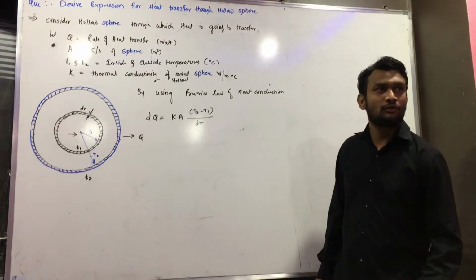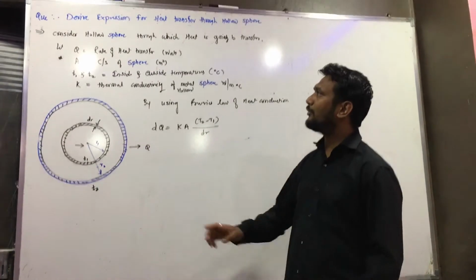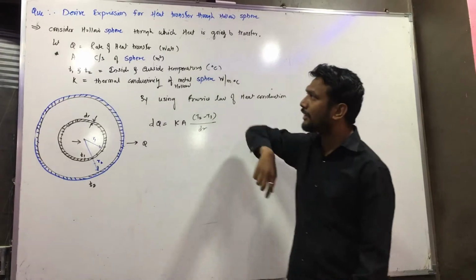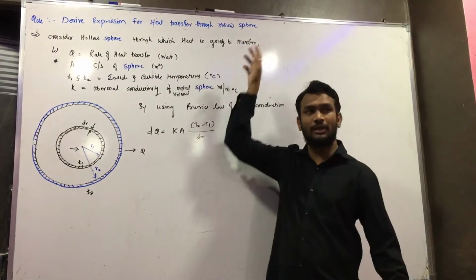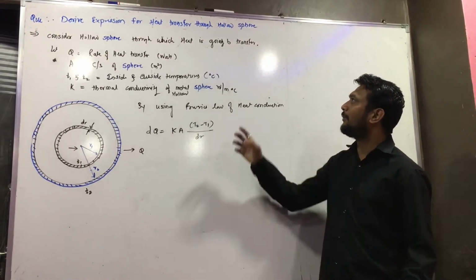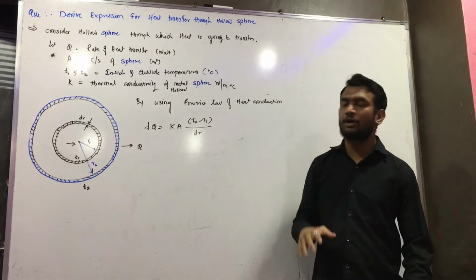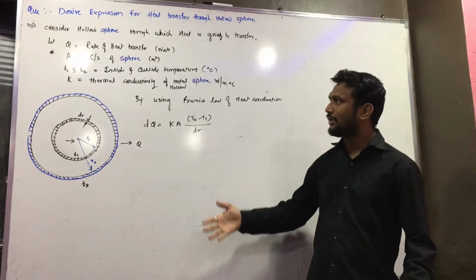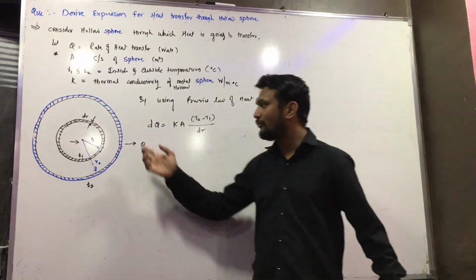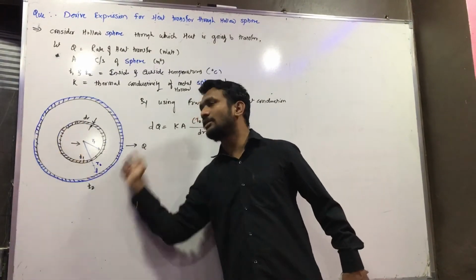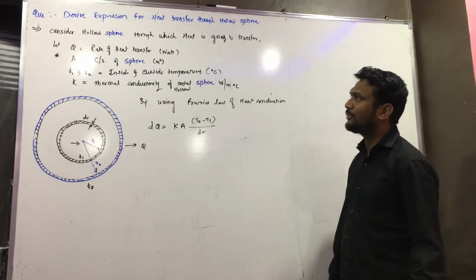Hello friends. As before, we have derived the expression for heat transfer through a cylinder. Now it's time to derive the expression for heat transfer through a hollow sphere. There is a similarity between the hollow sphere and the hollow cylinder, because both have the same cross-section area. If you cut the cylinder and the sphere through that cross section, we get the same shape, a circular shape. So the diagram will be the same in both cases.